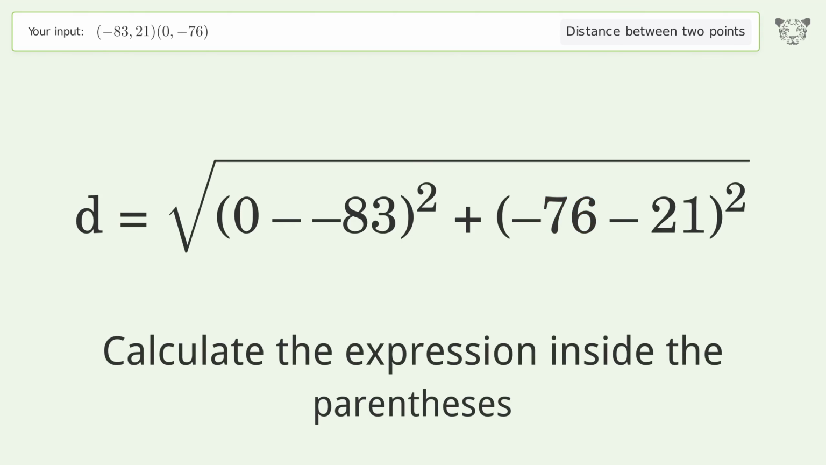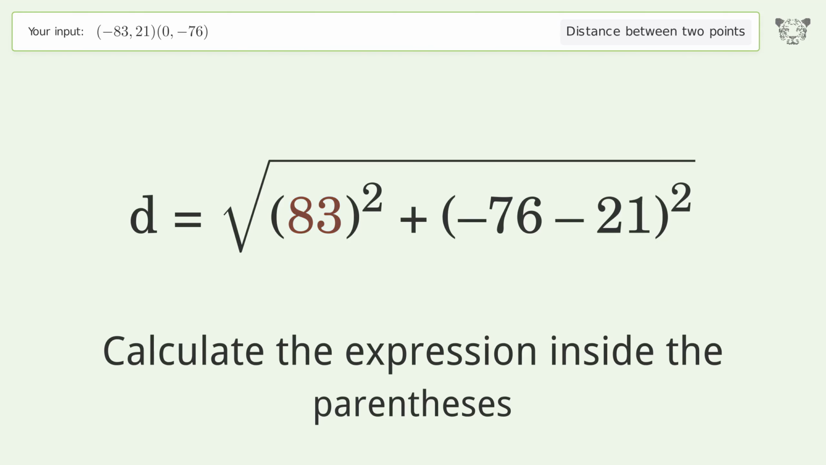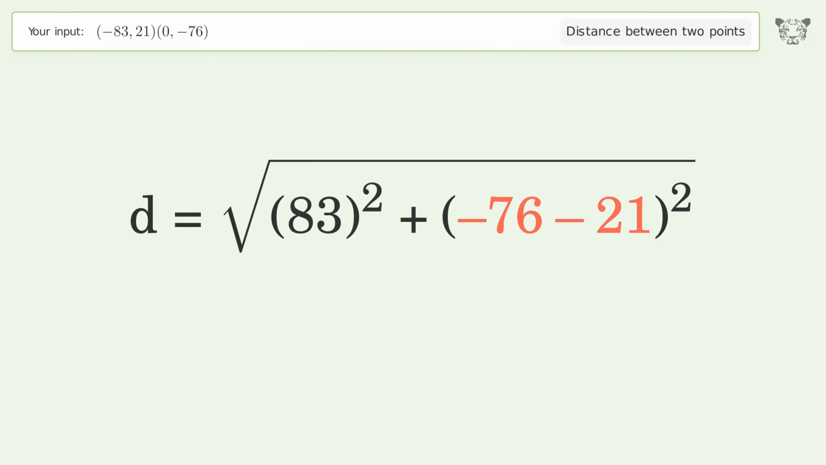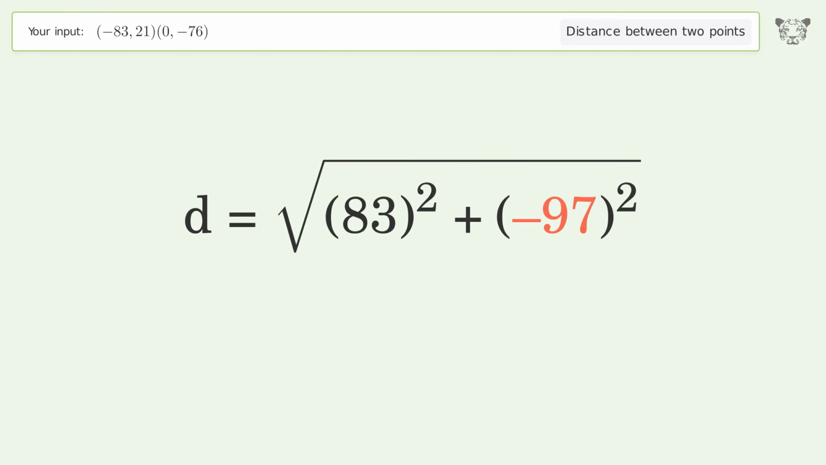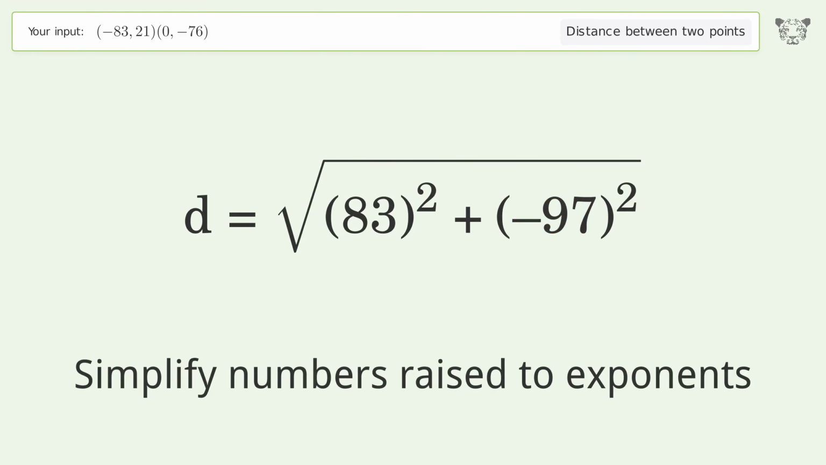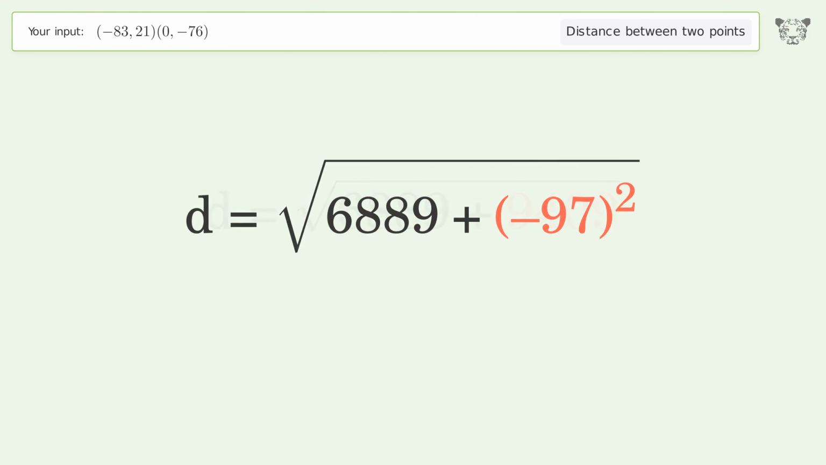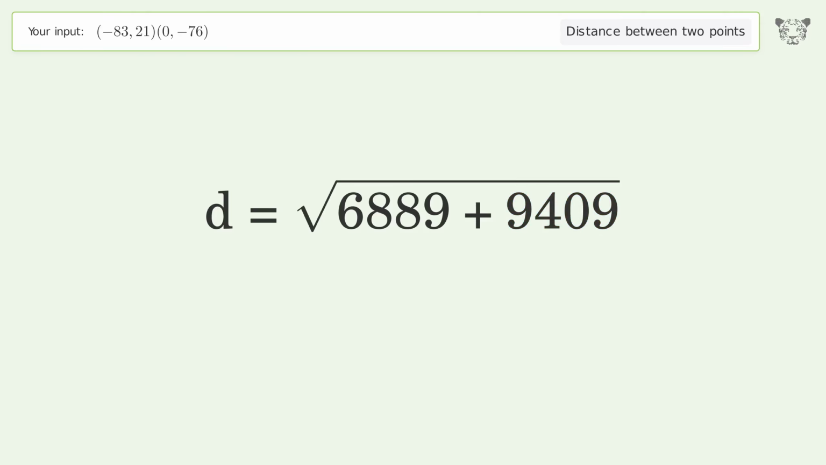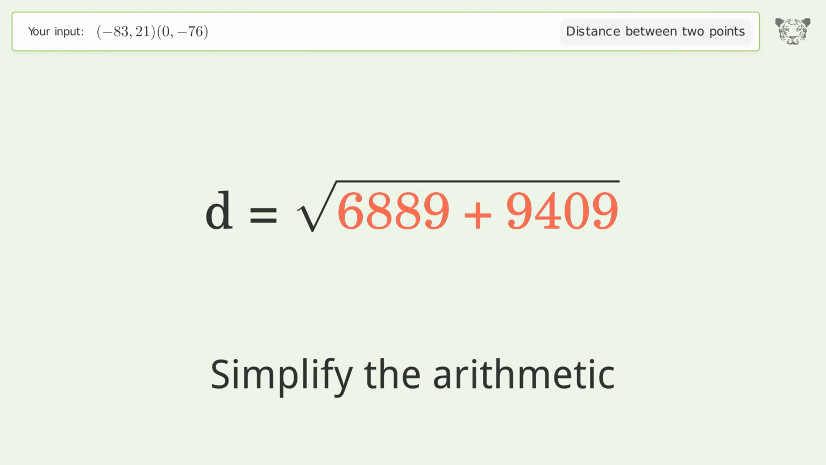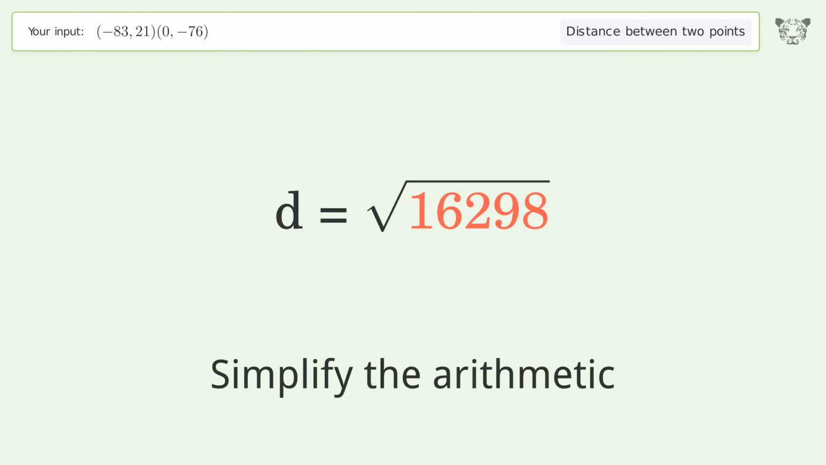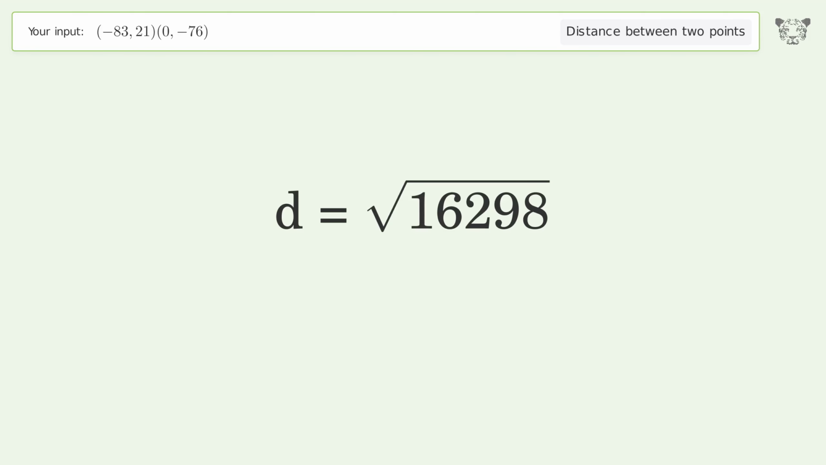Calculate the expression inside the parentheses. Simplify numbers raised to exponents. Simplify the arithmetic. And so the distance between the 2 points is the square root of 16,298, or 127.664.